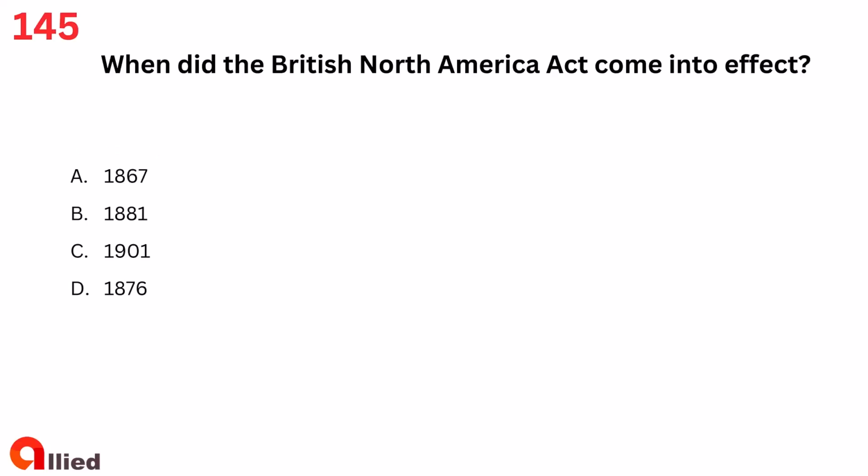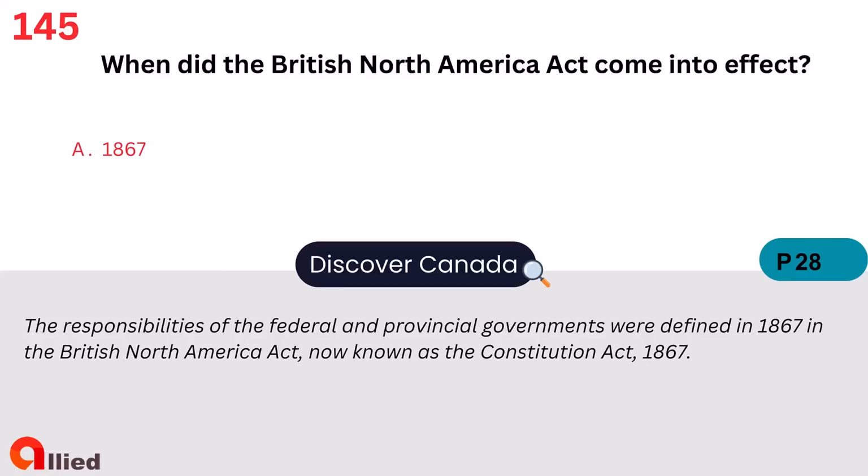Question 145. When did the British North America Act come into effect? A. 1867. B. 1881. C. 1901. D. 1876. The answer is A.